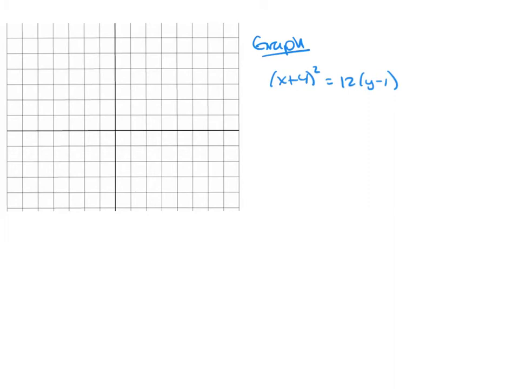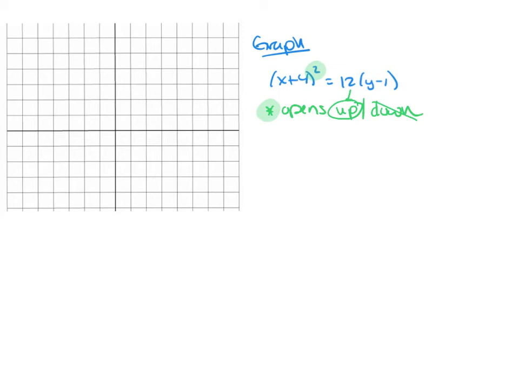Let's say we have to graph (x + 4)² = 12(y − 1). Since the x is being squared, I do want to go back to the highlighter. Since the x is being squared here, and since the 12 is positive, we know that our graph is going to open up or down. And since 12 is positive, it's going to open up.